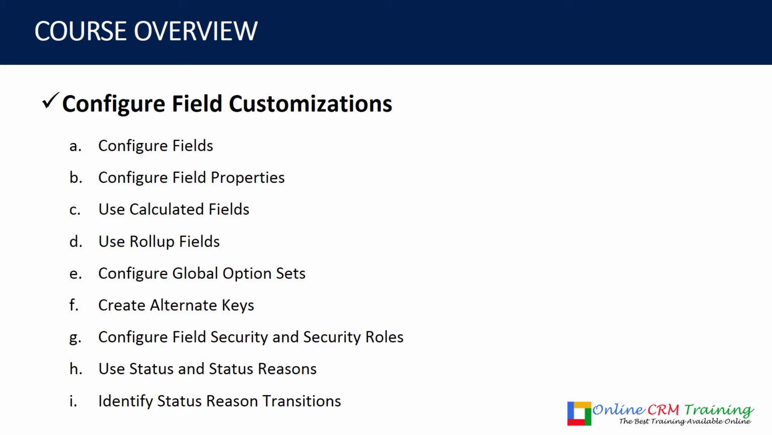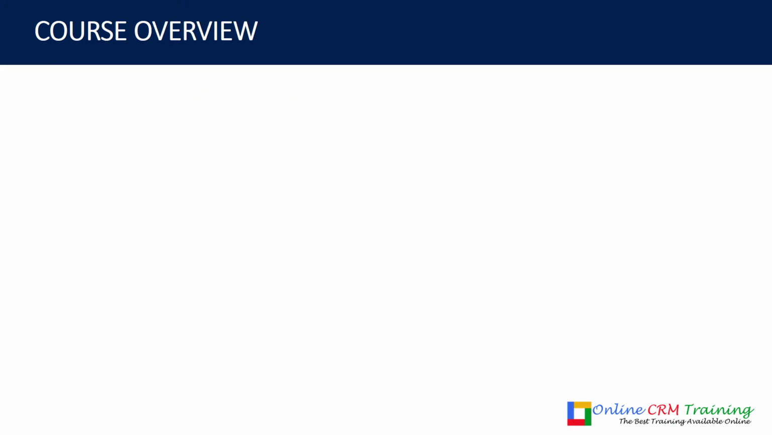And finally, you will learn how to identify status reason transitions. If there's a status change from one state to another, then how you can identify the status reason. We'll talk about that and how you can enable that for custom entities, and also how you can use it with the case entity. So that's something you will learn in this particular module.